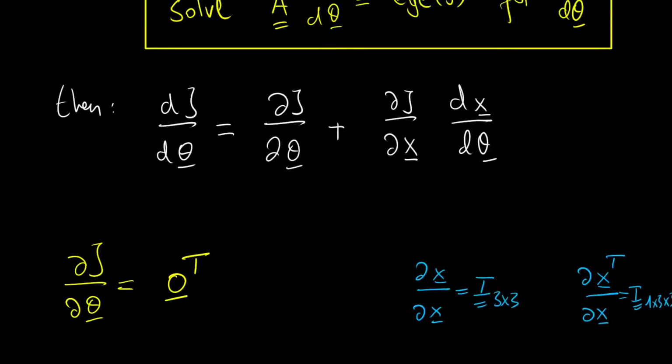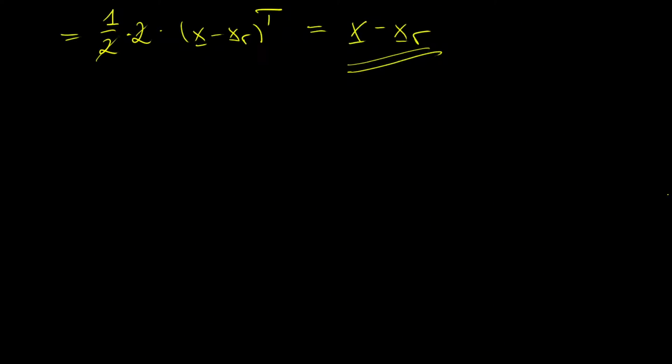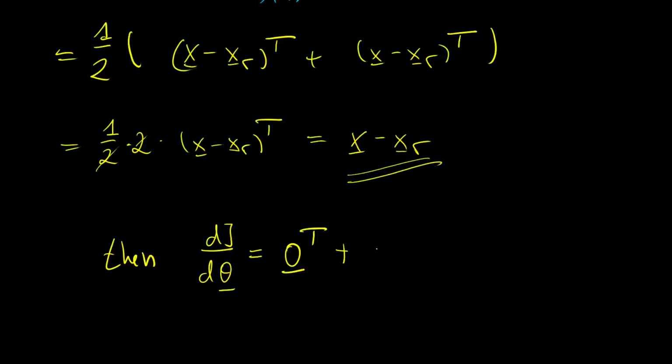So then we see, if we go all the way back, that we also now have an expression for dj by dx, and then we can write it down fully so that we have the following expression. We have dj by d theta is the 0 transpose. I will just leave it here for completion, plus the derivative with respect to x, which was (x minus xr) transpose, of course. Sorry for that. And here also, of course, transpose.